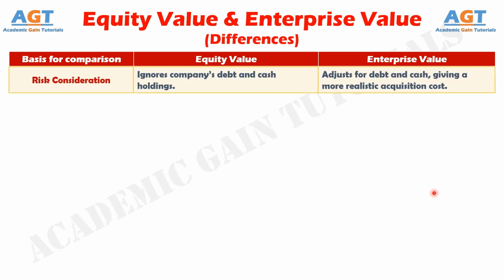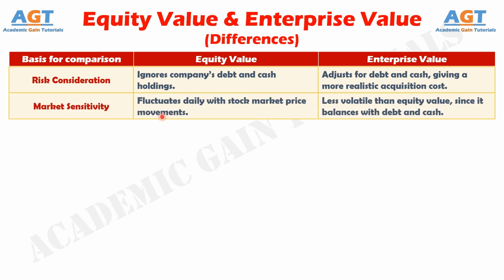Number 7. Equity value ignores the company's debt and cash position, whereas enterprise value adjusts for both debt and cash to reflect a more accurate acquisition cost. Number 8. Equity value fluctuates daily with stock market movements, whereas enterprise value is relatively less volatile since it balances debt and cash with equity.